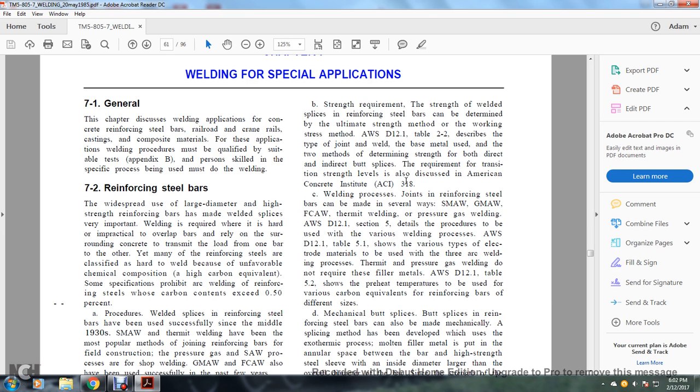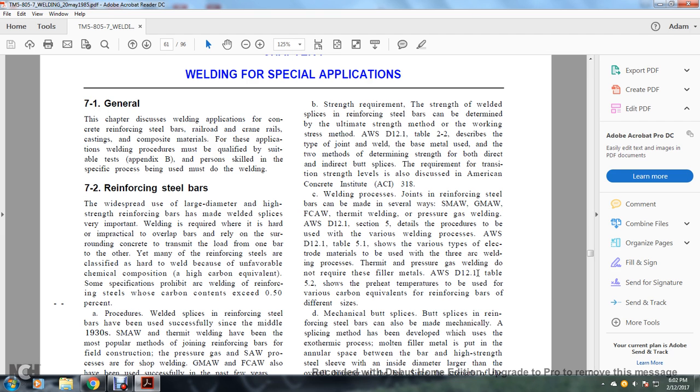Welding procedure. Joining reinforcement bars can be done in several ways: shielded metal arc welding, gas metal arc welding, flux core arc welding, thermite welding, and pressure gas welding. American Welding Society D12.1, Section 5 details the procedure to be used with the various welding processes. Table 5.1 shows the various types of electrode materials to be used with the three arc welding processes. The thermite and pressure gas welding do not require filler metals.